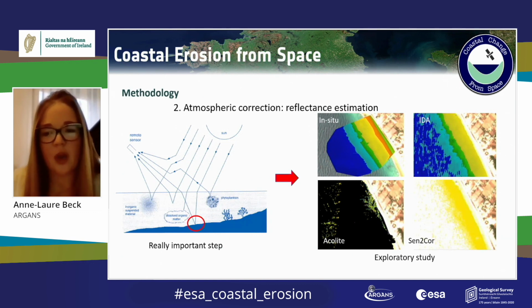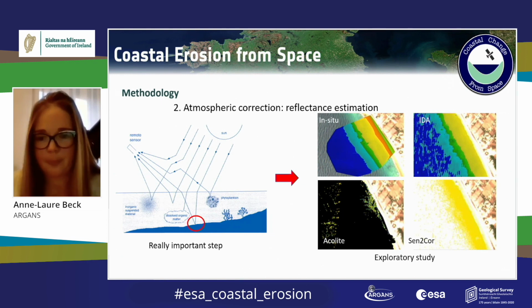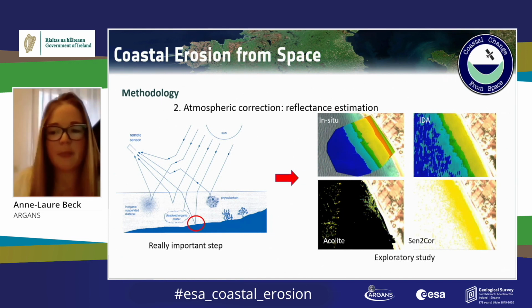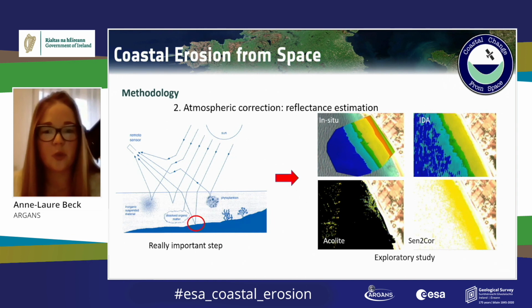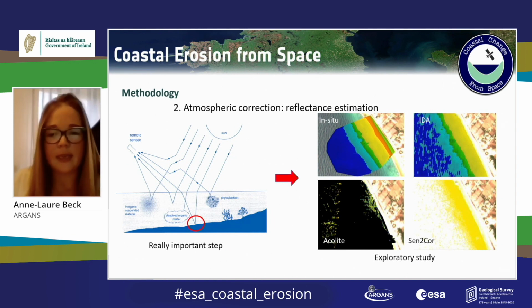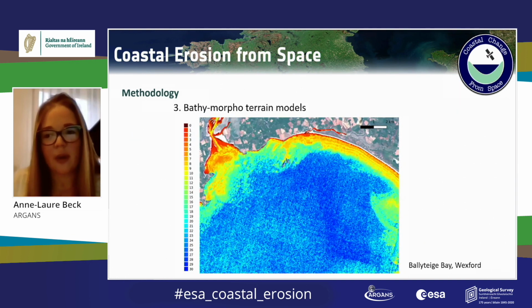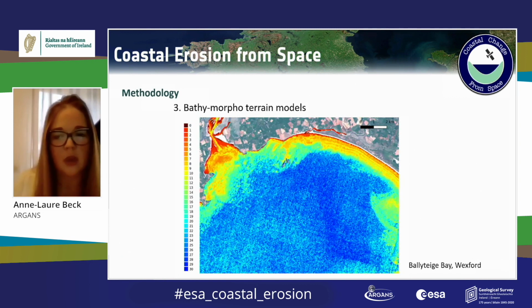The bathymetry obtained after this correction is compared with some in situ bathymetry obtained by our partners. We can see that the resulting bathymetry from IDA is the closest to the in situ one. And we can then say that the atmospheric correction provided by IDA is the best estimation of the reflectance. We then use IDA to produce our bathymetric model. We have here an example of a bathymetry chart for South Wexford.